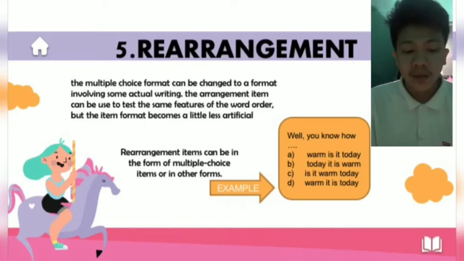Rearrangement items can be in the form of multiple choice items or in other forms. Example: "Well, you know how..." A. Warm is it today? B. Today is it warm? C. Is it warm today? D. Warm is it today? The answer is C. Is it warm today?